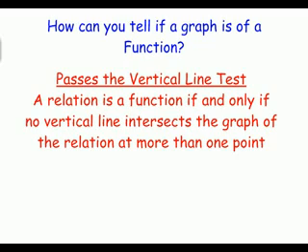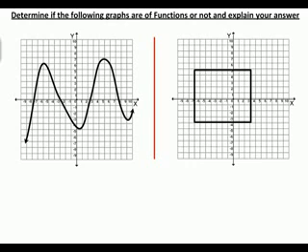But sometimes I'm going to give you a graph. So how can we determine if a graph is a function? Well, you might remember this from algebra. It has to pass the vertical line test. So again, a relation is a function if and only if no vertical line intersects the graph of the relation at more than one point. So let's go through some examples of that.